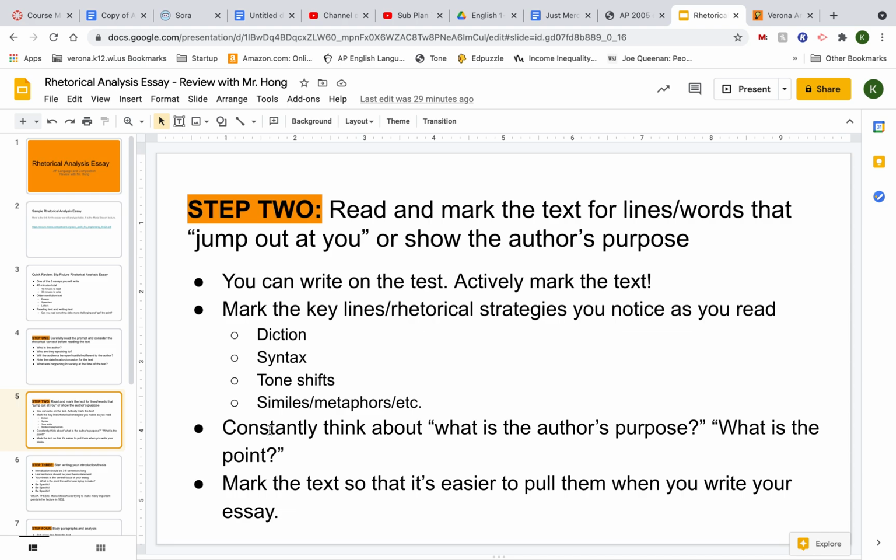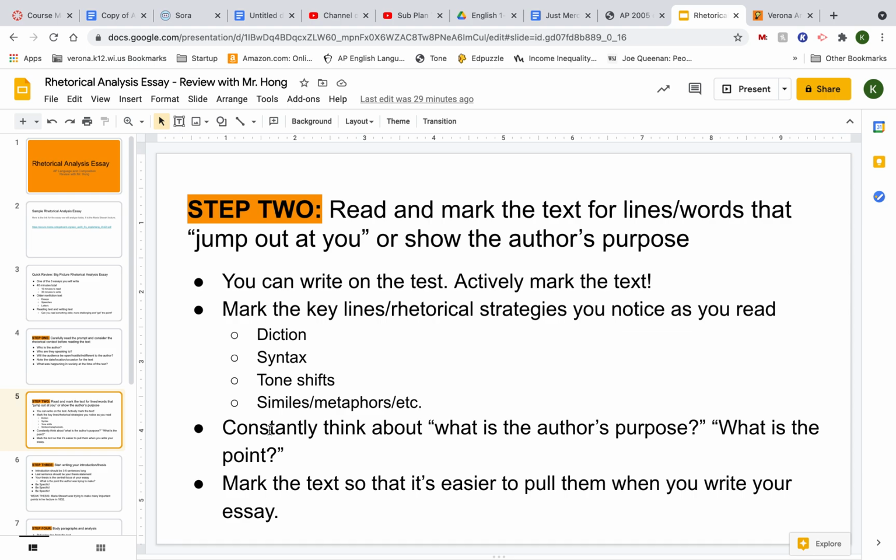Step 2. What I'm going to do is read and mark the text for lines and words that jump out at you or show the author's purpose. So this is the reading portion of the exam. Don't forget, on the real exam, you're going to be able to write on it.